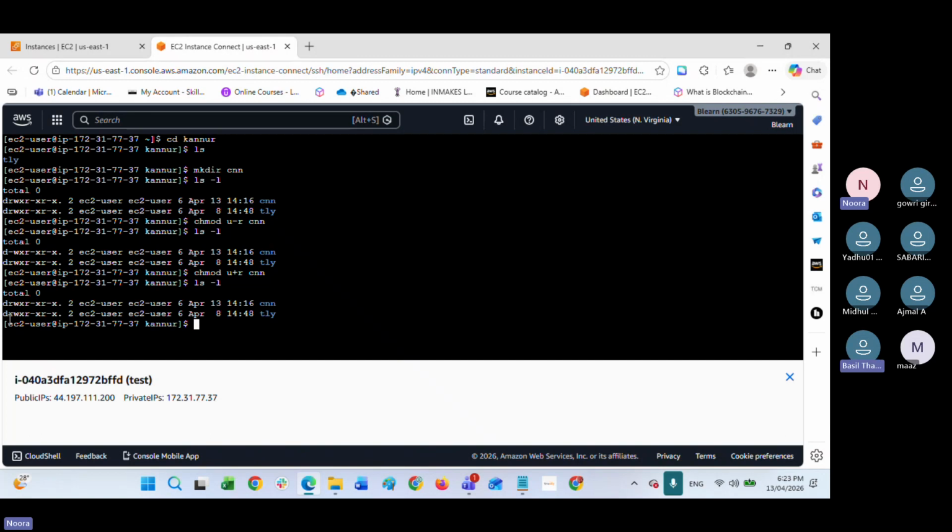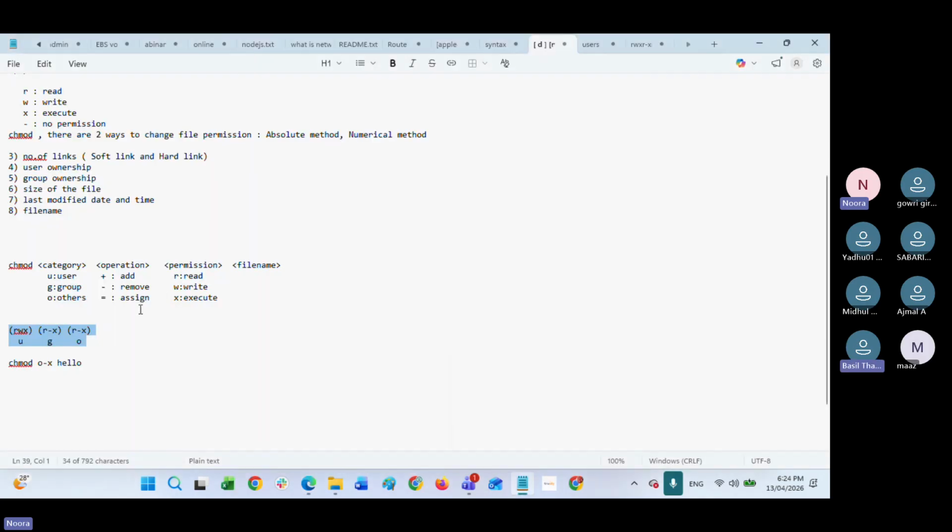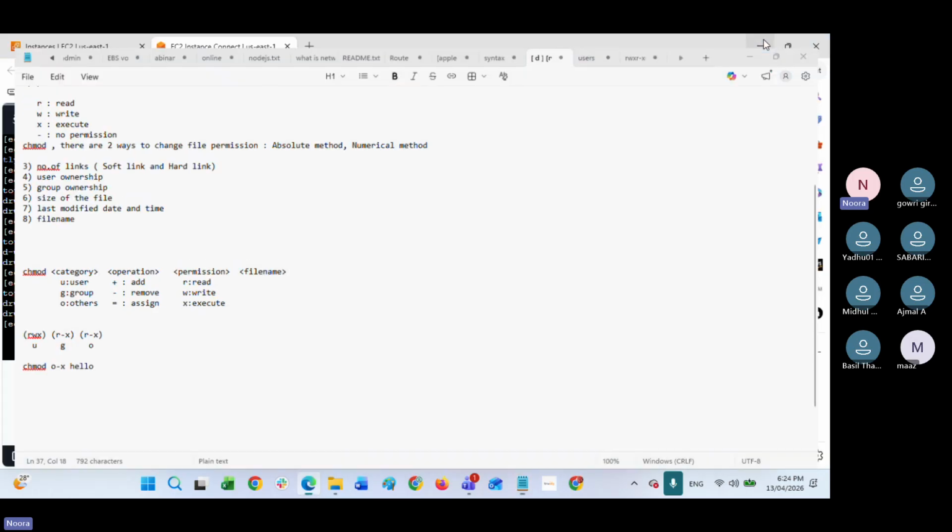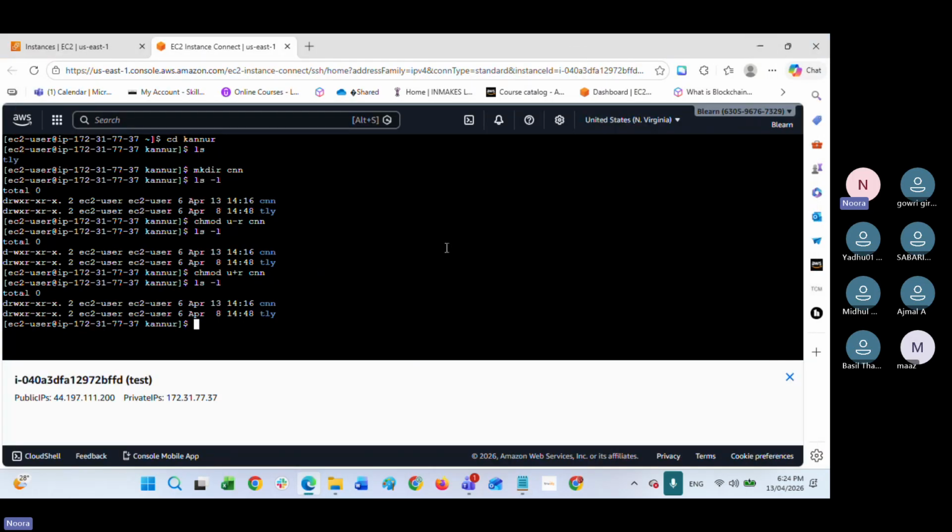Exactly. Now, that's for user, right? Let's go for group. How do we represent group? G. Please take a screenshot of this or take a note in your notepad. So G is the representation for group. If we want to add or remove any permission from group, for example, I want to remove execute from group.